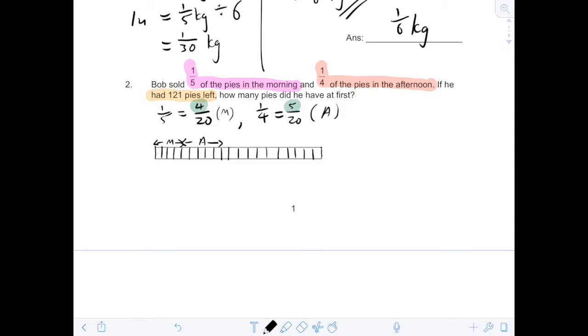Here 121 pies left, so we are going to mark out this. Now we have to find out 1, 2, 3, 4, 5, 6, 7, 8, 9, 10, 11. 11 units left, so we just go directly. 11 units will be equals to 121, so 1 unit equals to 11. And finally, to find how many pies you had at first, you just have to take the total number of units, which is 20. 20 units, you get 220.